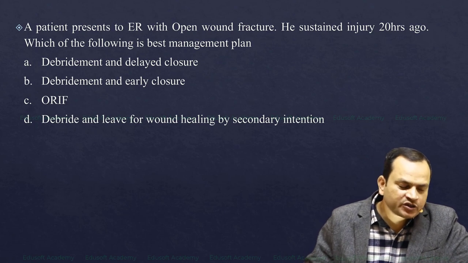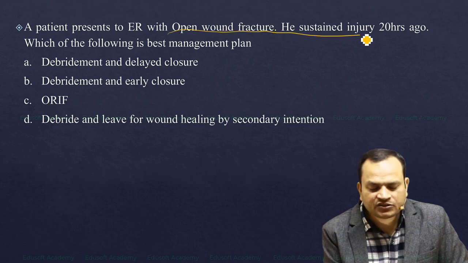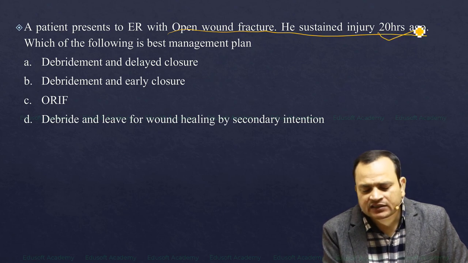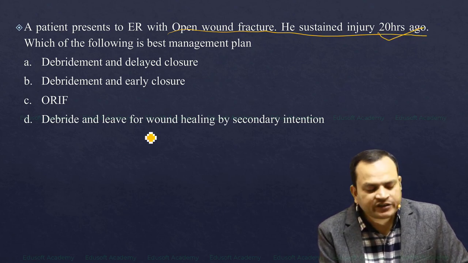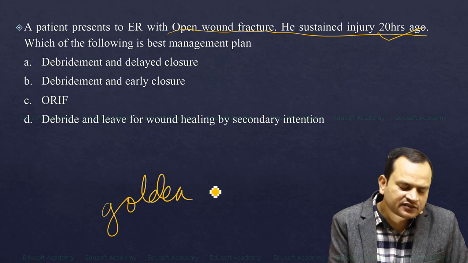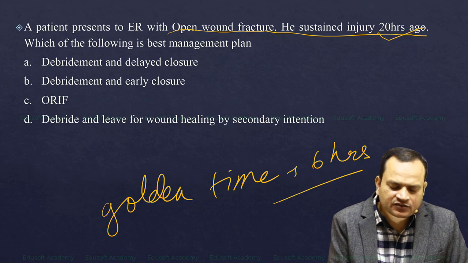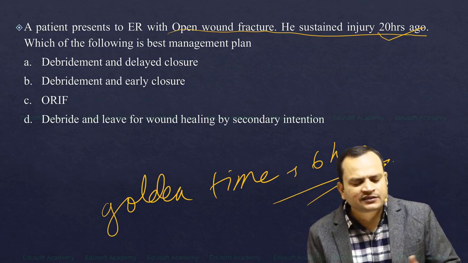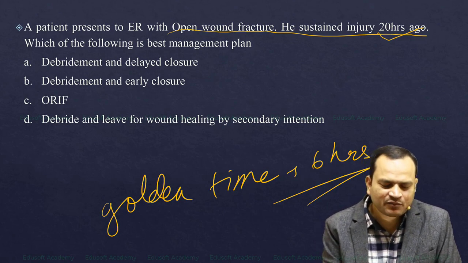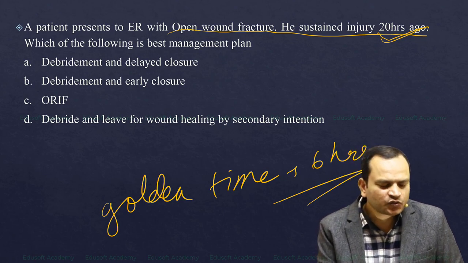So coming to the next question, a patient presents to the emergency with an open wound fracture. He sustained the injury 20 hours ago. So the clue is, the patient has presented after 20 hours. The golden time period is 6 hours. However, this is an old concept. It is not practical now, but since the examiner seems to be following the older concept, he has mentioned 20 hours, so we shall be discussing it in the same concept, which is the best management plan.